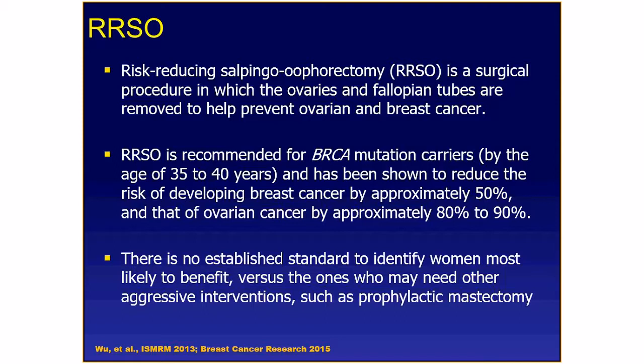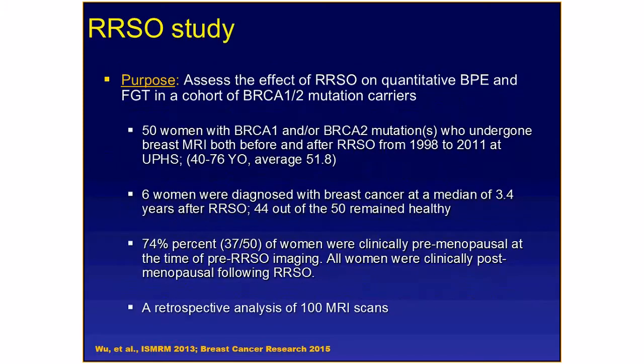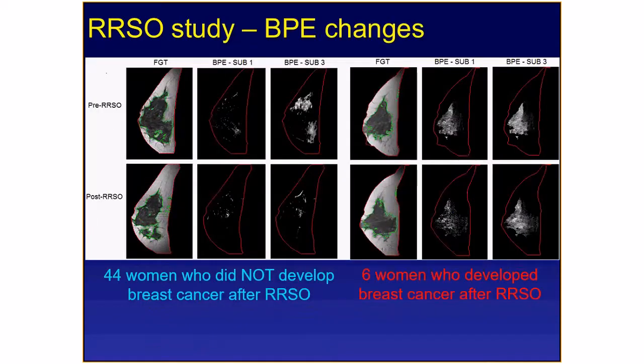We don't know. We know generally it reduces risk, but we don't know for a specific person whether you will respond. So we did a study with about 50 women. These are all BRCA1, 2 high-risk women. They have the surgery, and they have MRIs before and after the surgeries. Out of those 50 women, six developed breast cancers even after the surgeries. So we looked at how those imaging features change for the different groups of women.